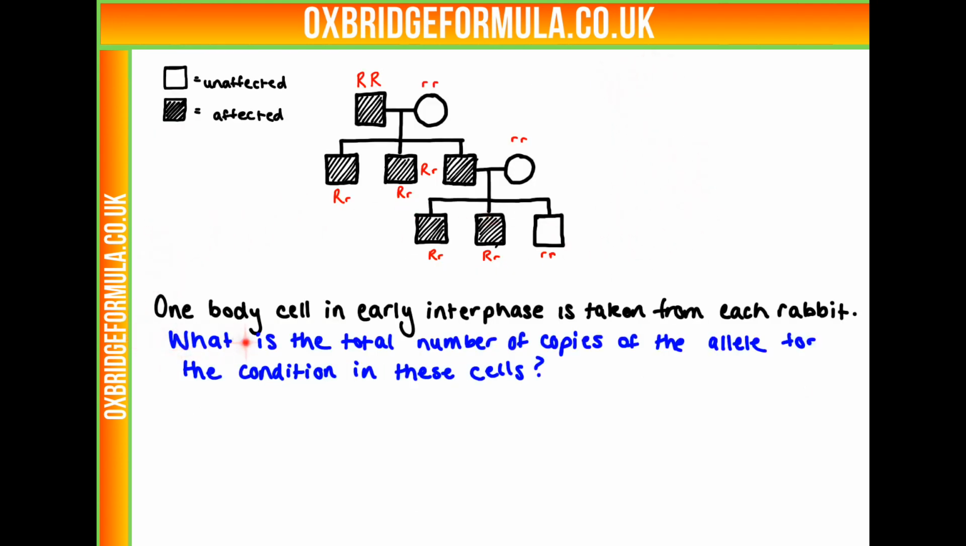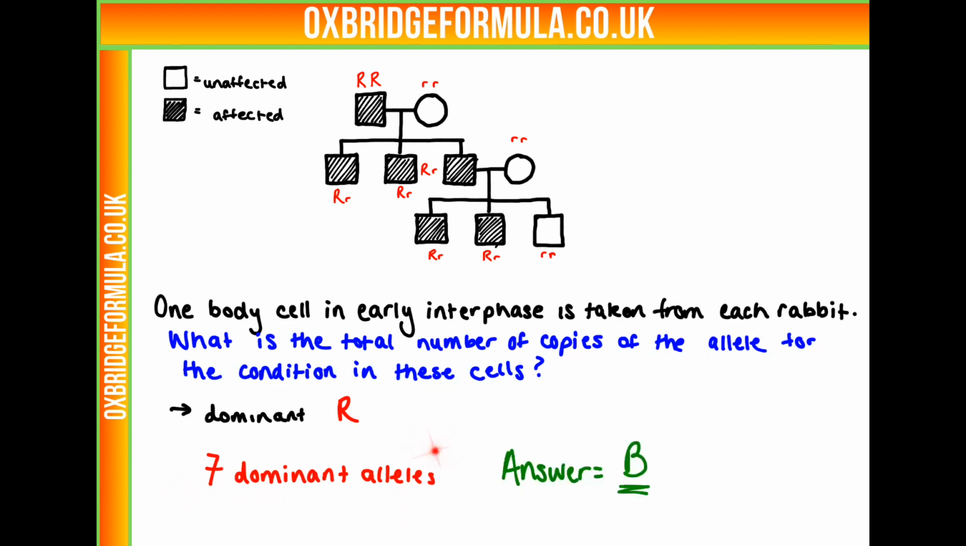So we're told that 1 body cell in the early interphase is taken from each of the rabbits here. And we're asked, what is the total number of copies of the allele for the condition in these cells? Well, we should already know what the allele for the condition is. We've already said that. That is the dominant allele R. So all we need to do now is count up how many R alleles there are. And that is 7. We have 7 dominant alleles, and so our answer is B.